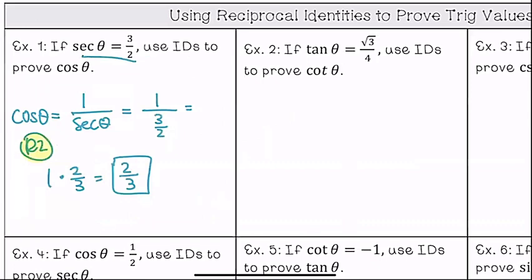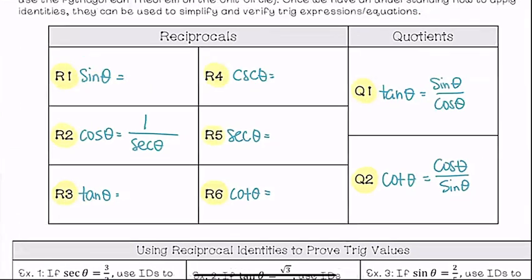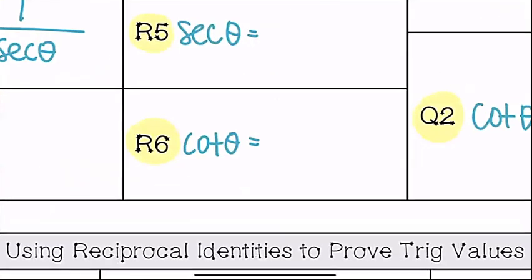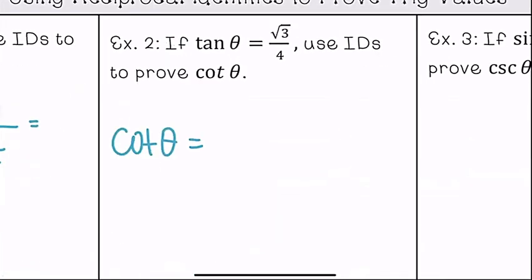Number 2 says, if tan of theta equals square root of 3 over 4, use identities to prove the cotangent of theta. We already know the answer, right? We're just going to flip it over. So the cotangent is going to be 4 over square root of 3. But we want to prove how we got that. So I'm looking for anything talking about cotangent and tangent. So let's look up here. I have cotangent twice. This one's going to be about tangent because the cotangent is 1 over the tan. So let's look here for R6. It's a funky R, sorry. There we go.